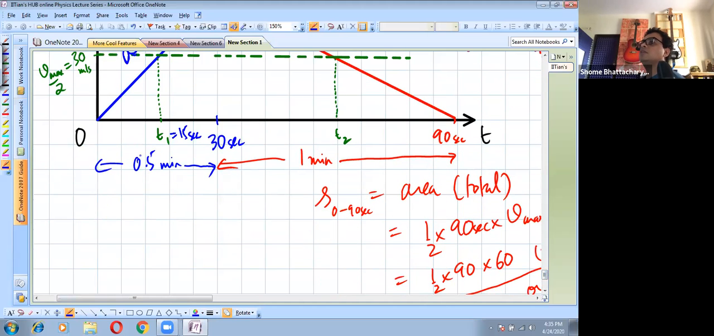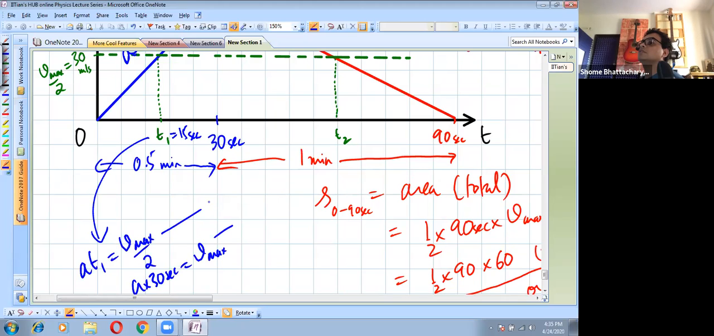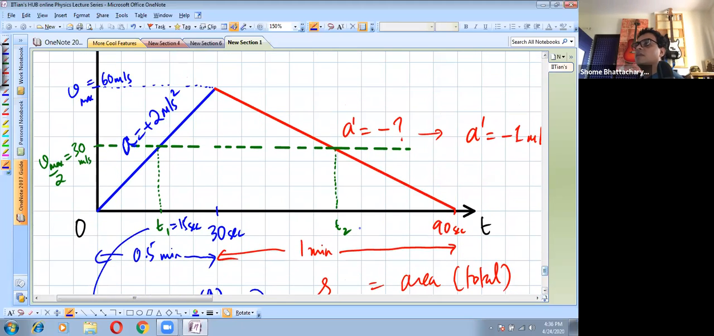So here for T1, I'm basically using this concept that a into T1 should be V max by 2, and I have a into 30 seconds equal to that V max. So just compare these two equations, equation A and B. So from comparison, you will get that T1 is 15 seconds. Understood this? Now, like that, you tell me how much should be T2. Work it out and tell me how much should be T2.